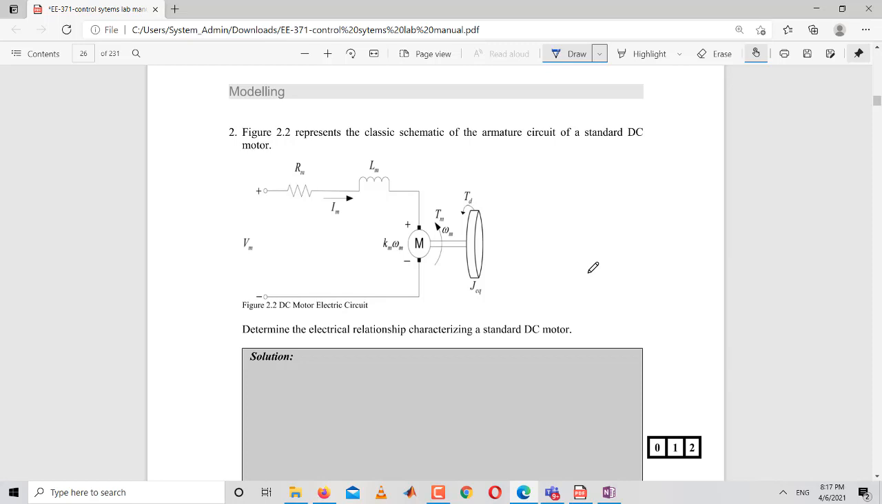A figure is given to you. This is a classic schematic of the armature circuit of a standard DC motor, that we can model your DC motor. You must have done so many exercises and examples in your electrical machines course from this. Okay, so in this classic schematic diagram of your standard DC motor, let's see, this is your input terminal where voltage is applied, Vm. Then there is a resistor connected in series with an inductor, and we are labeling the resistor as Rm and this as Lm.